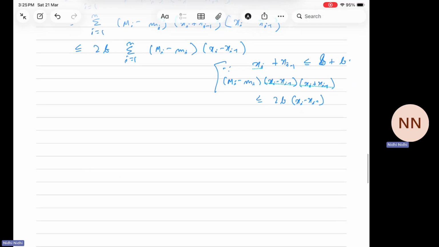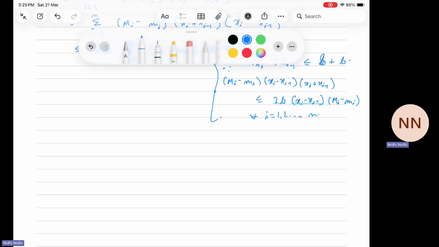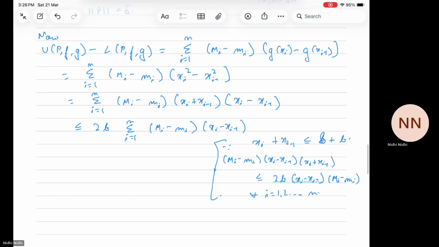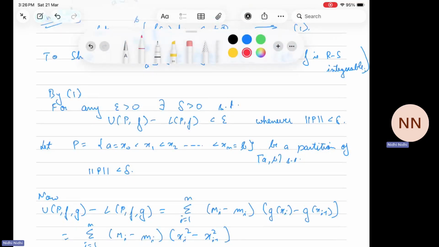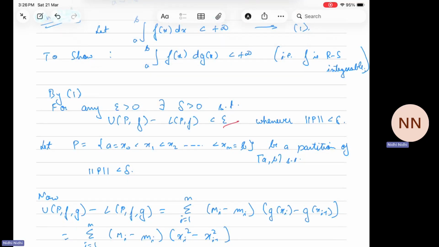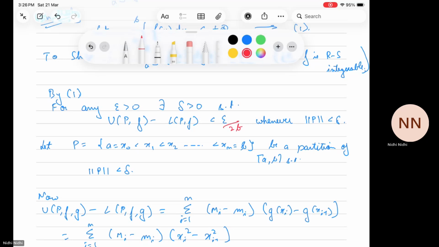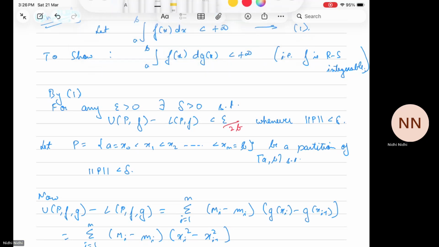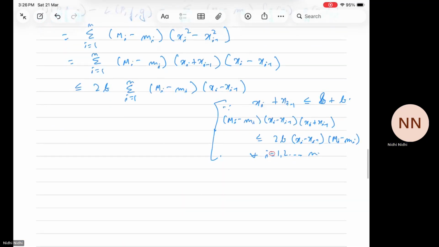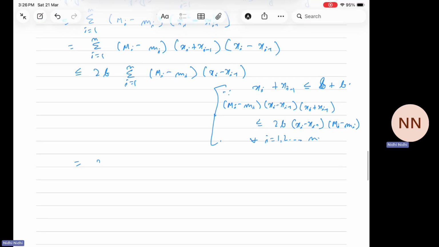(x_i minus x_{i-1}) times (M_i minus m_i), and this happens for every i from 1 to n. So if I take this to be epsilon upon 2b, we'll get epsilon over there. I'm writing all the necessary things later so that you understand why we start with epsilon by 2b. Okay, so this will be equal to 2b.